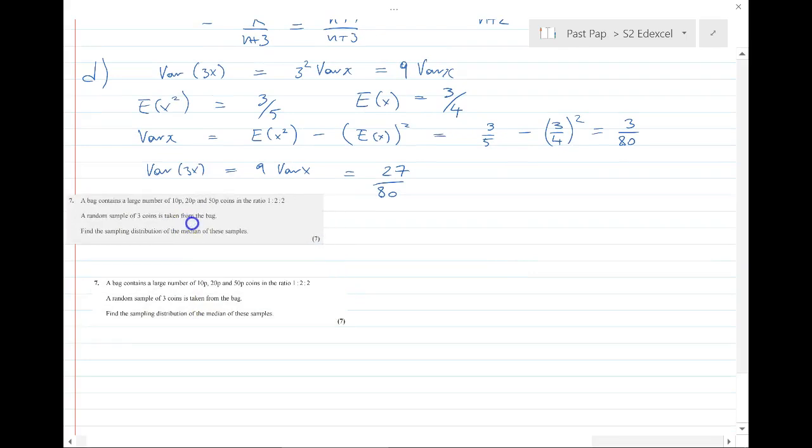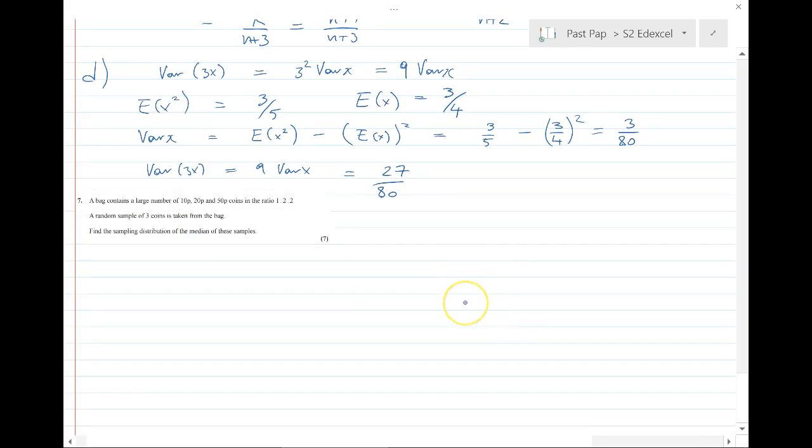Okay, question 7, last question on the paper, I think. And this is a sampling distribution of medians. Obviously, we can call the sampling distribution anything we like. It doesn't really matter. Obviously, the median has got to be one of these numbers: 10, 20, or 50. So we're going to have some kind of probability distribution here for our answer, so we've got to work out the individual probabilities for these. It'll take a little bit of work.